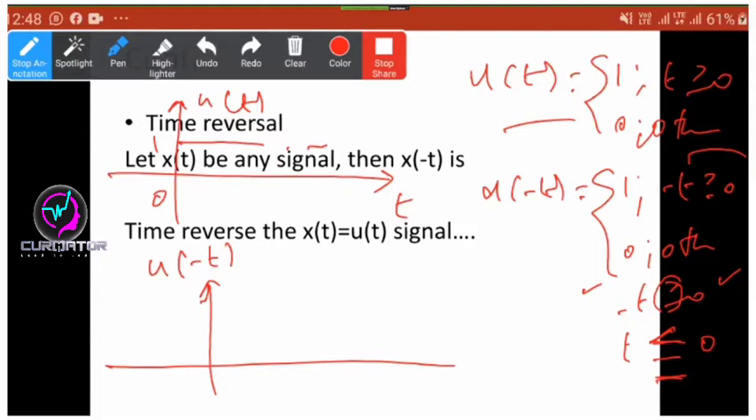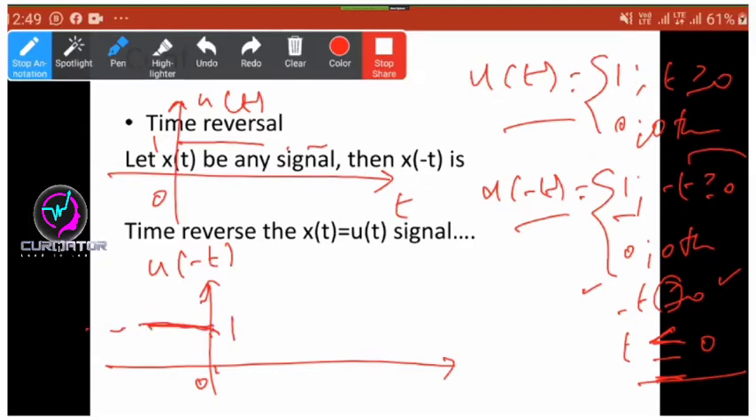So now the condition is u of minus t is equal to 1 for t less than or equal to 0. So for all values of t less than 0, it will have value 1, like this, up to infinity. This is 1.